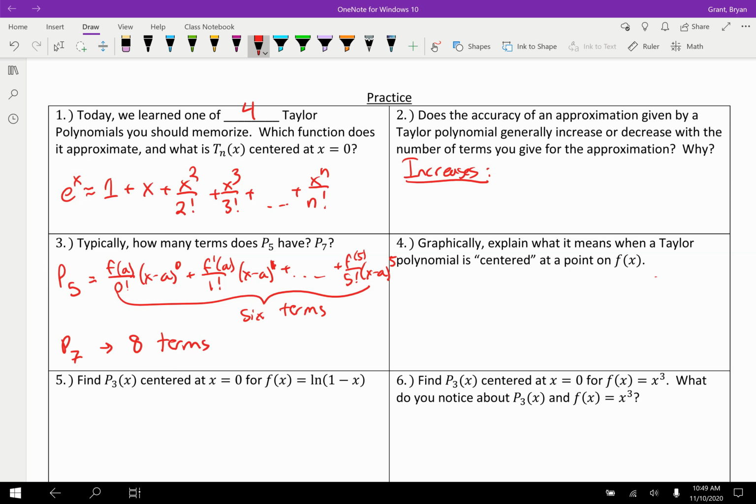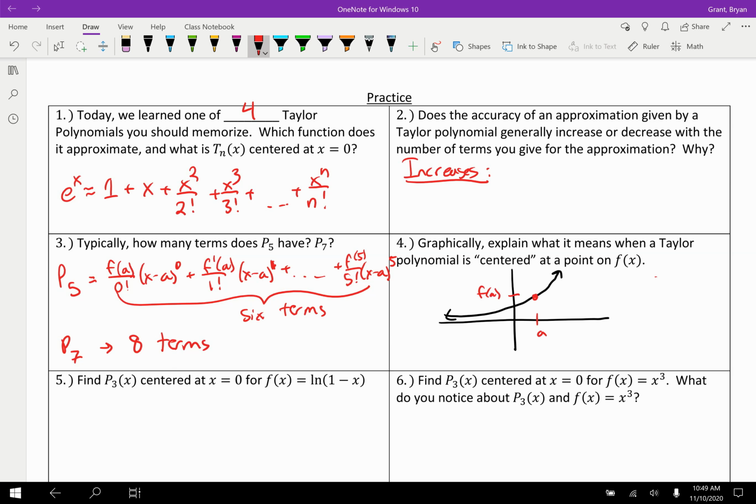Graphically explain what it means when a Taylor polynomial is centered on a point. Well, let's just look at the graph of e to the x, which looks something like this, and let's center a Taylor polynomial right here. We'll say a, comma, f of a.